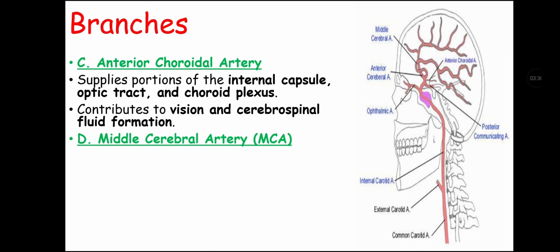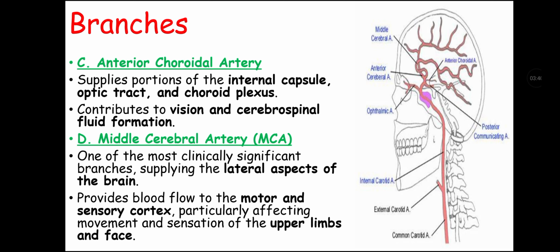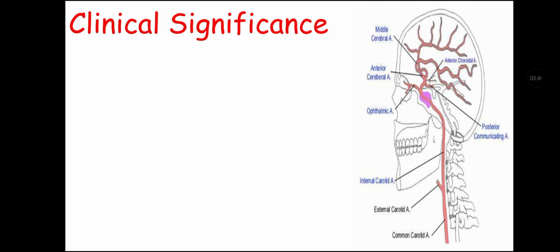Next branch is middle cerebral artery, that is one of the most clinically significant branches that supply the lateral aspect of the brain. It provides blood flow to the motor and sensory cortex, particularly affecting the movements and sensation of upper limbs and face. Now let's talk about clinical significance of internal carotid artery.